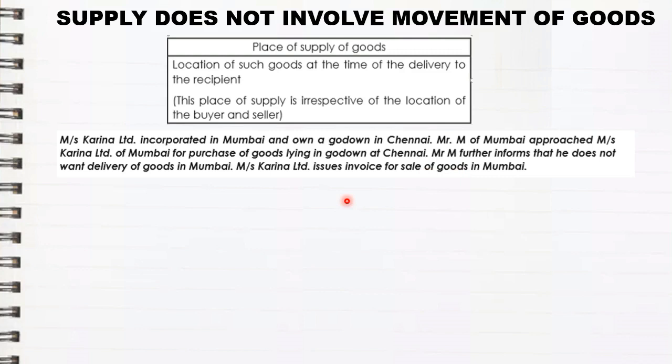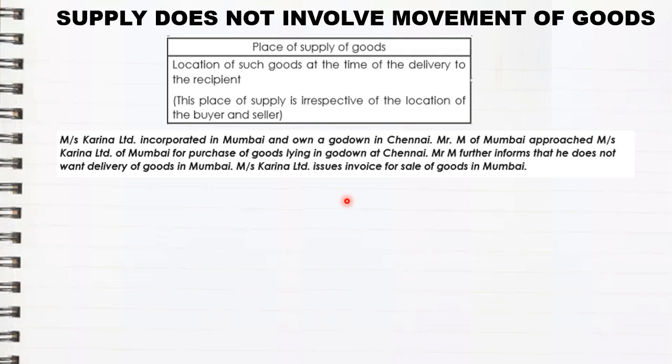Karina Limited is incorporated in Mumbai, but it has a godown in Chennai. Mr. M approaches Karina of Mumbai for purchase of goods lying in the godown at Chennai. So Mr. M is a purchaser. He approached Karina Limited and said that he wants the goods which are lying in Chennai itself. Mr. M further informed that he does not want the delivery in Mumbai. So here the goods are not moved from Chennai to Mumbai. The goods are there itself where they were kept.